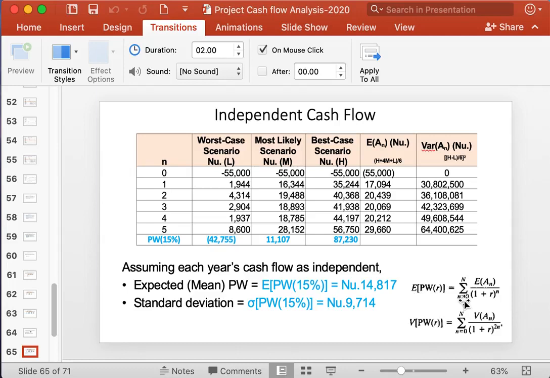So you can see here, from the formula, what you have done is take the expected cash flow of a particular period n divided by 1 plus r raised to n. So this equation is essentially nothing but the present value of this expected cash flow. So the expected or mean present worth is calculated by just summing up the present value of each year's cash flow.